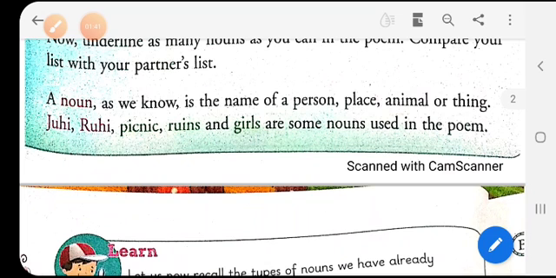Now let's see what a noun is. A noun, as we know, is the name of a person, place, animal, or thing. Juhi, Ruhi, picnic, ruins, and girls are some nouns used in the poem.